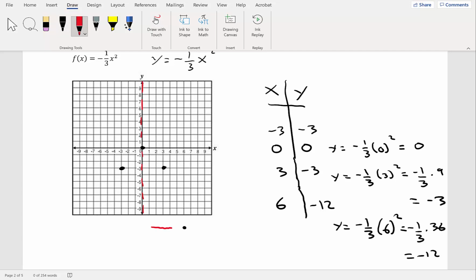So since this is 6 units away from my x-coordinate in the vertex, if I go 6 units in the other direction, my y-coordinate has to be the same, giving me -6, -12 as another point. So now we have a good amount of points. Let's go ahead and connect them with the parabola shape, and we have our graph.